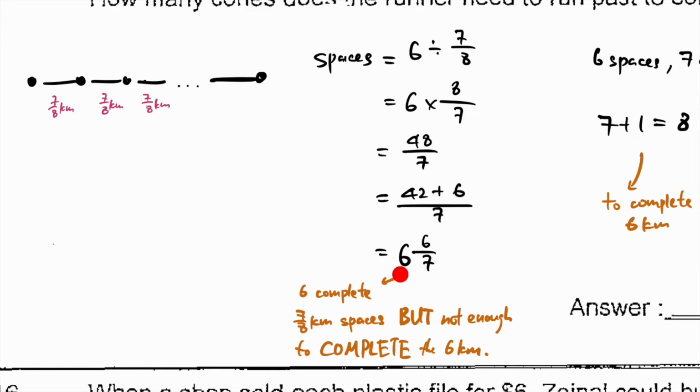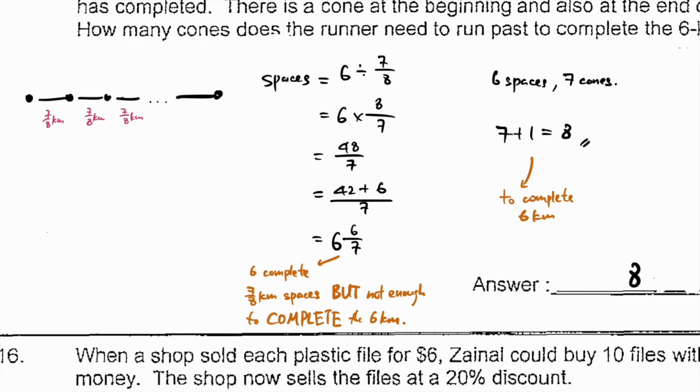This whole number 6. Remember, what were we doing up here? We were asking ourselves the question, how many 7 over 8 kilometer spaces do I have in a total of 6 kilometers? So this whole number 6 represents 6 complete 7 over 8 km spaces, but not enough to complete the whole 6 kilometers. Now, if you have got 6 spaces, that means you're going to run past 7 cones actually.